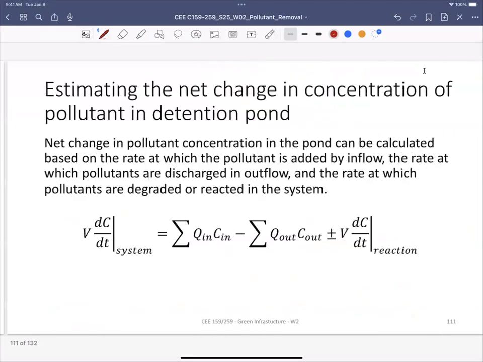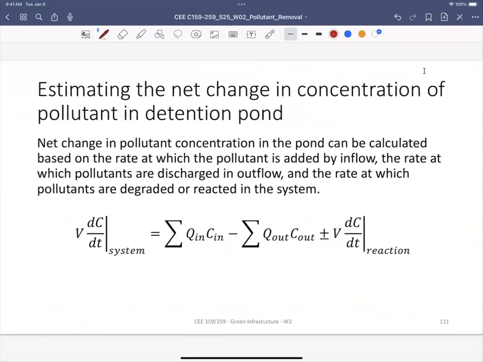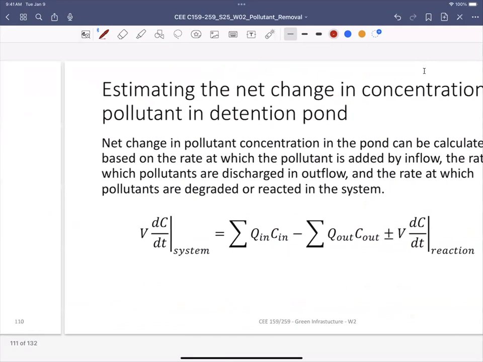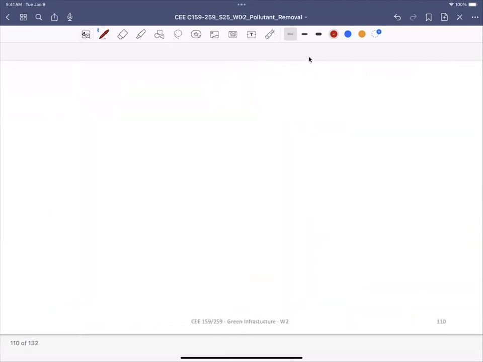But most of the time, our goal is to determine the concentration of pollutant. So in the next video, we are going to learn how to measure the concentration of pollutant based on the mass balance.